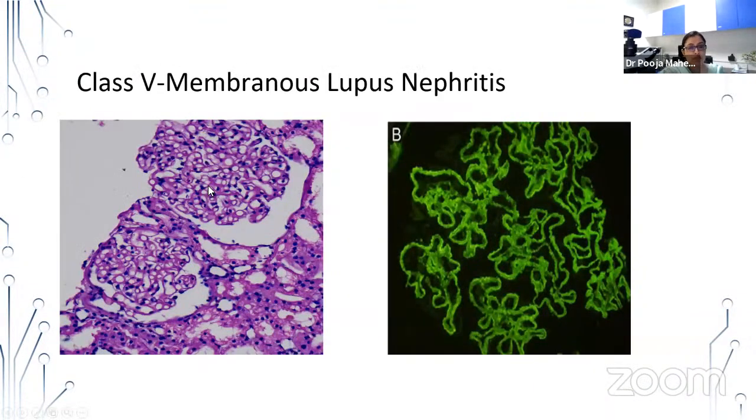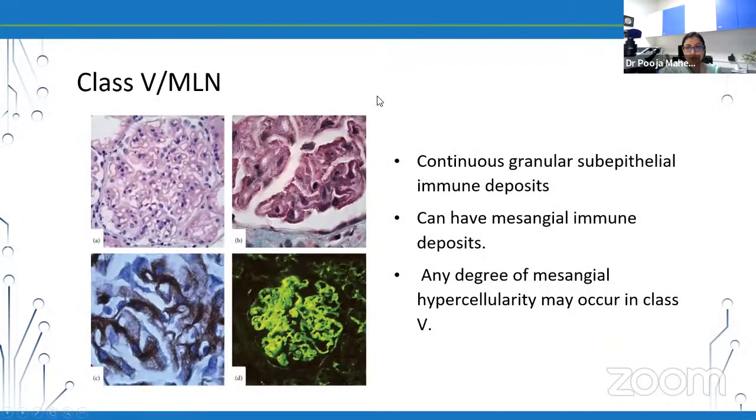Class 5 membranous lupus nephritis has diffuse capillary wall deposits along the glomeruli, along the capillary wall, and only capillary wall thickening. No endocapillary cellularity should be there. So there are continuous granular subepithelial immune deposits, and it can have some mesangial immune deposits, and any degree of mesangial hypercellularity may also occur. So this is a silver stain. You can see that this is mottling here, and this is an empty stain. So these are reddish subepithelial deposits. Also, you can identify here.